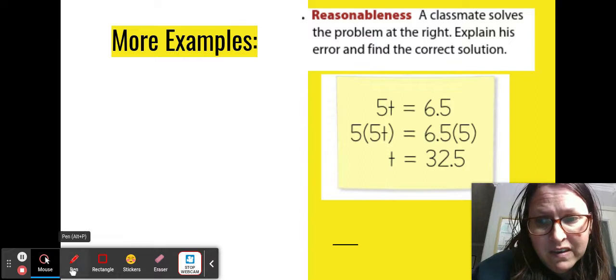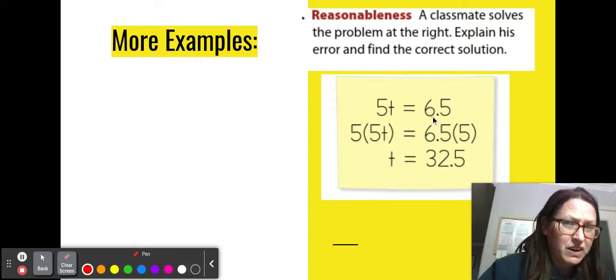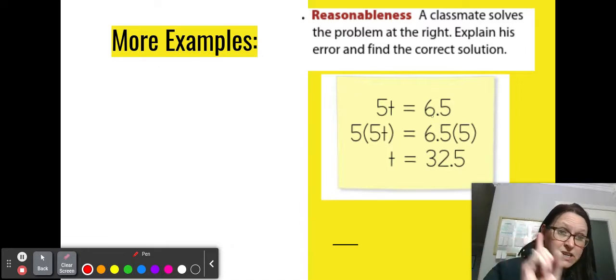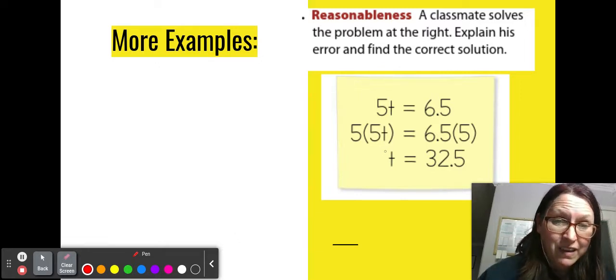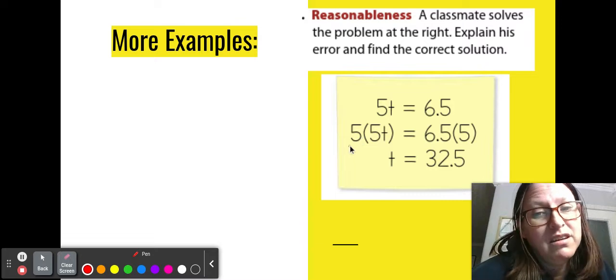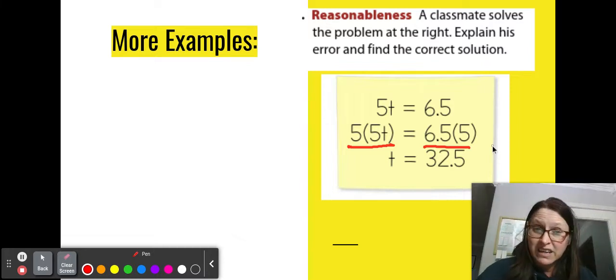So when I'm looking at this, I see, okay, 5t equals 6.5. So what's my variable? My variable is t. What are they doing to t? They're multiplying it by 5. So how do I do the opposite? I divide both sides by 5, but when I look at this problem, I don't see that. Right here, I see they're multiplying by 5 here and they're multiplying by 5 here, and that is their mistake.